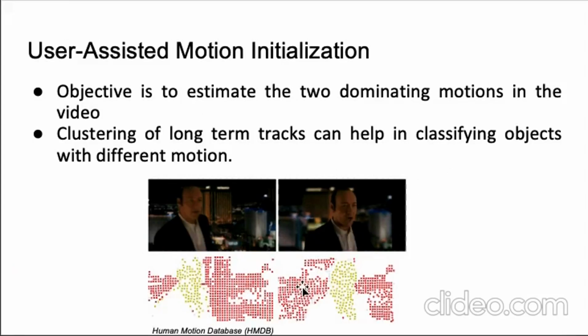Let's start with user-assisted motion initialization. The objective of it is to estimate the two dominating motions in the video. Here, I'm going to explain the intuition of using motion in layer separation. For example, as shown in the figure, the background and the person have two different motions. When using a k-means clustering algorithm on the long-term tracks in the video, the output classified two different entities, one for the person and one for the background. This means that clustering of these long-term tracks can help us in classifying the objects with different motions. A track here is basically a point, such as a feature, a corner, or an edge, with its position tracked for a certain number of frames.